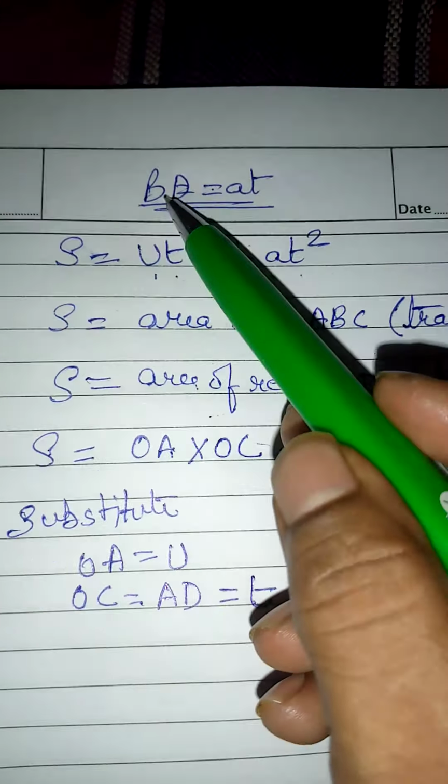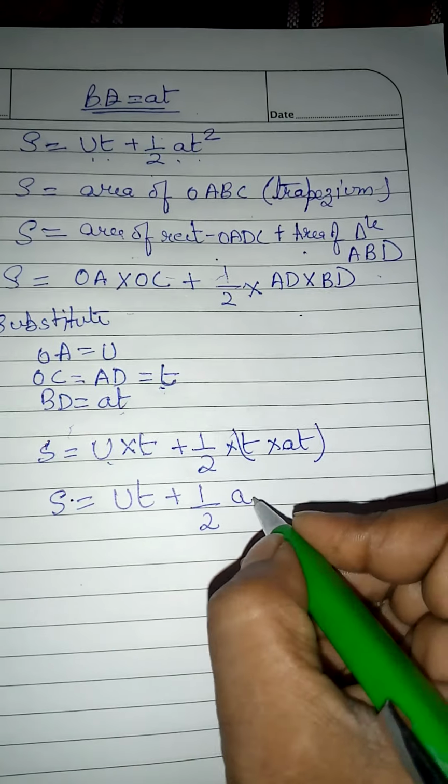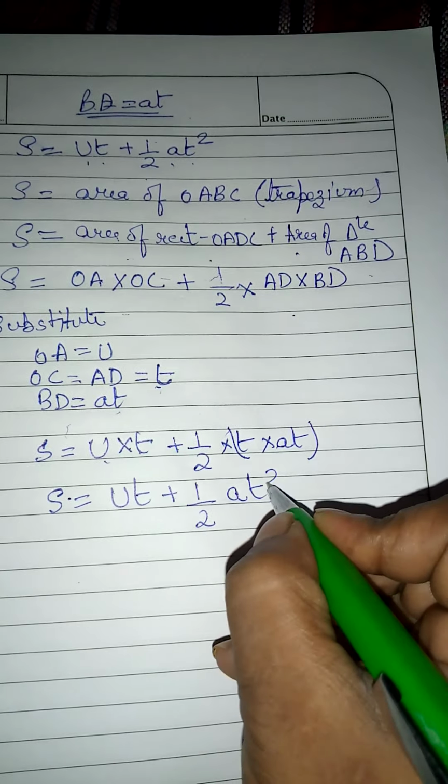So let's say distance travelled is equal to, OA की जगह हमने क्या रखा? U. OC की जगह हमने क्या रखा? T plus half. AD की जगह हमने क्या रखा? T. और BD की जगह हमने क्या रखा? AT. Right? So let's just multiply it simply. So S is equal to U multiplied by T is UT plus half A. T is twice. So we'll write AT square.